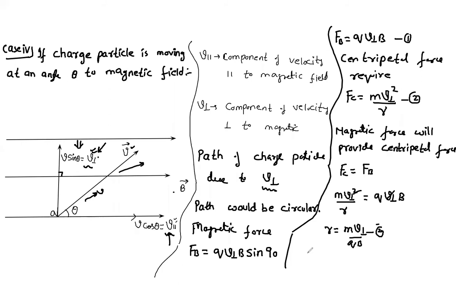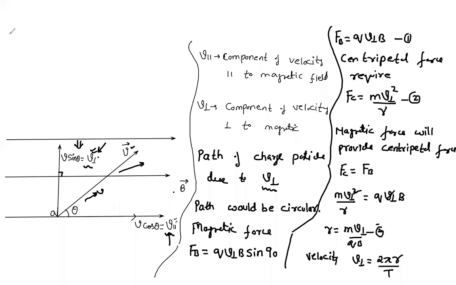Now can you tell me how to calculate the time period? We can use the concept of velocity, that v perpendicular is distance upon time. So the distance is 2 pi r divided by T. From here I can write that the time period is 2 pi r over v perpendicular. Let's call this equation number 4. This is equation number 3. I can substitute 3 into 4.